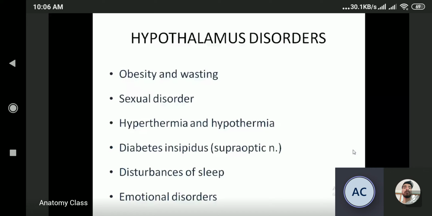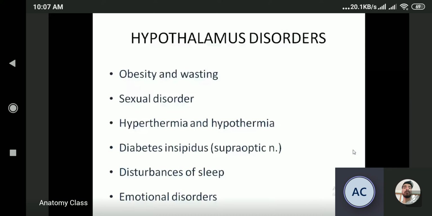If the hunger center is stimulated, or the lateral region of the hypothalamus has a lesion, the person will feel hungry and thirsty. So excessive intake of food may result in obesity. And just the opposite happens if the medial region has a lesion.